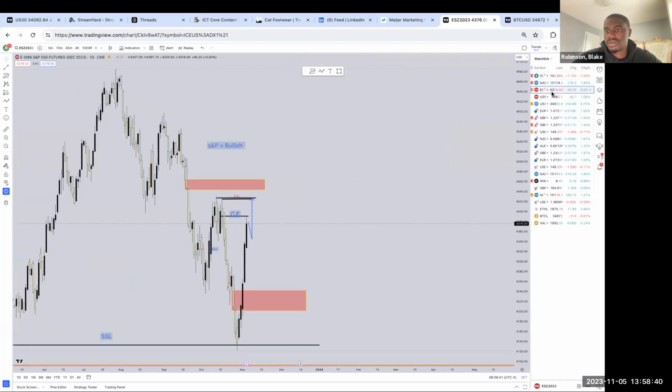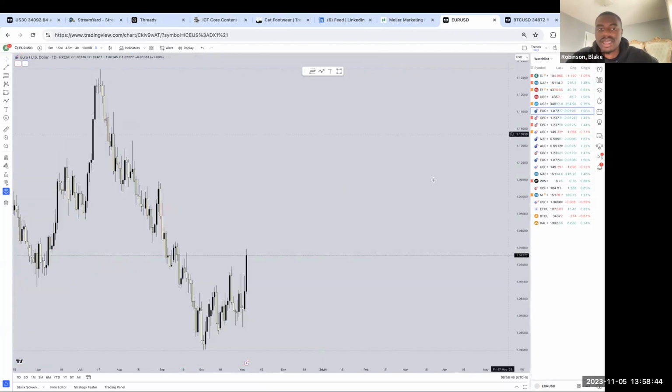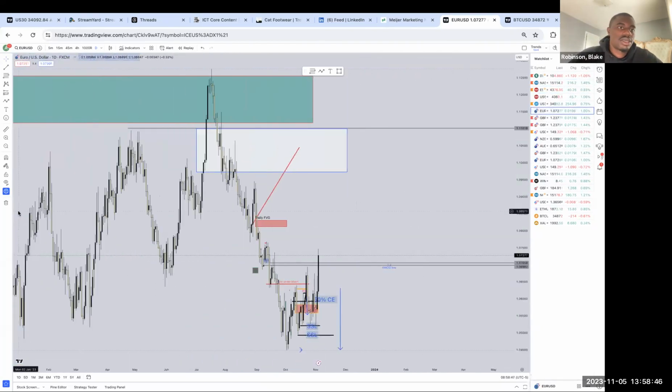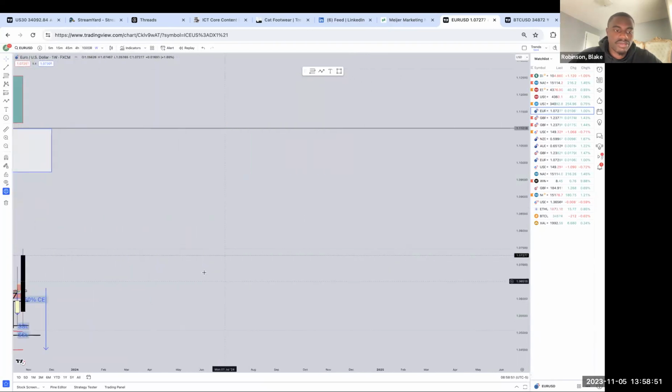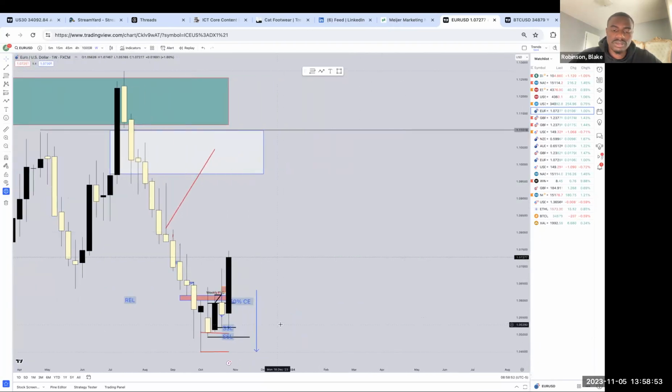So same thing with euro. I know that was really long on dollar index, but I've got to give a lot of context when there's multiple things going on in the market at the same time. So if we look at the weekly time frame on euro, a lot of stuff has happened. I can get rid of some of this stuff.